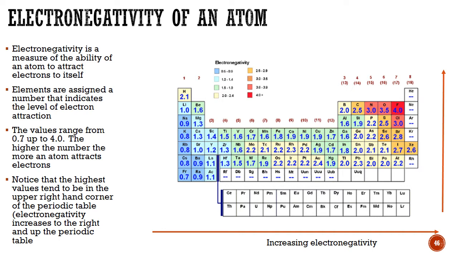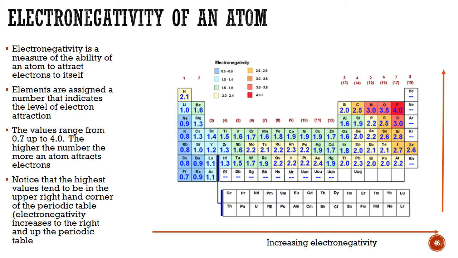Now, we talked about this a couple units ago, the electronegativity of an atom. Electronegativity is a number which is a measure of the ability of an atom to attract electrons to itself. So it's sort of like an electron tug of war: the higher the electronegativity, the stronger that atom pulls those electrons toward itself. The numbers are kind of arbitrary, but they're all based on a scale.